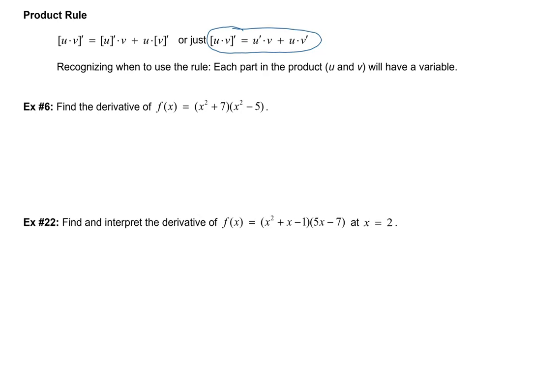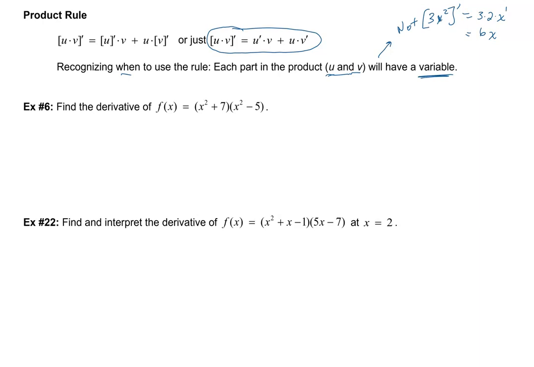Recognizing when to use the rule, each part in the product, the u and the v, will have a variable, an x or a t or whatever the variable is that we're working with. So not something like 3x squared, where that is a product, 3 times x squared. We already know that we can just take the derivative of that and multiply the 3, 6x. You could use the product rule, but the derivative of the 3, when you get around to it, would be 0.